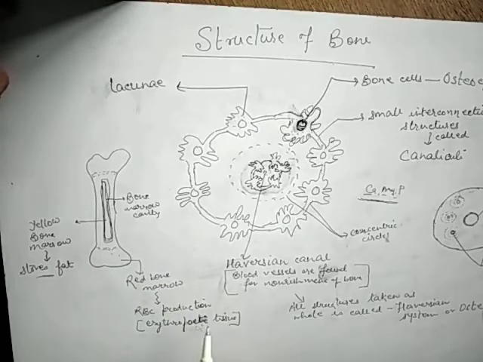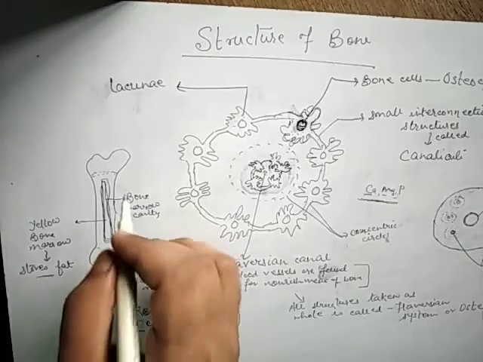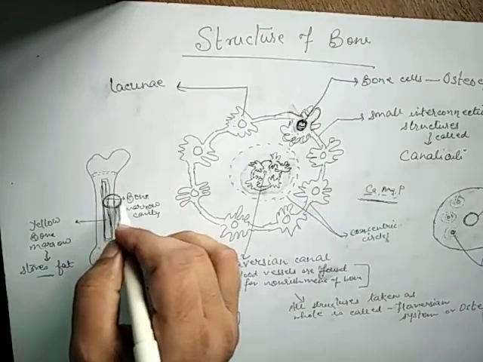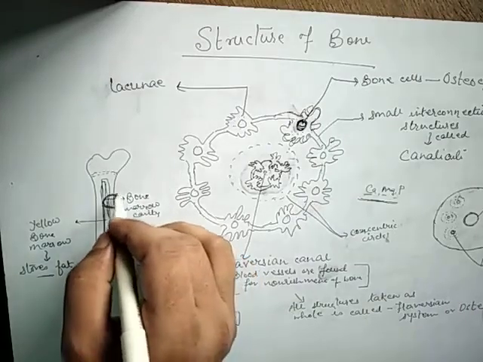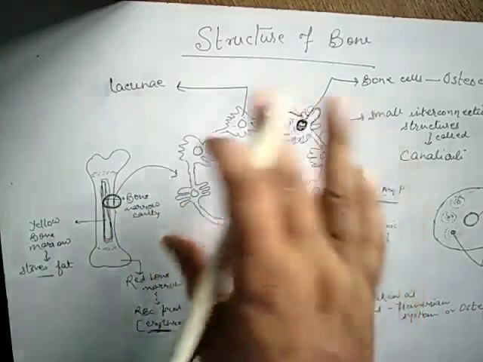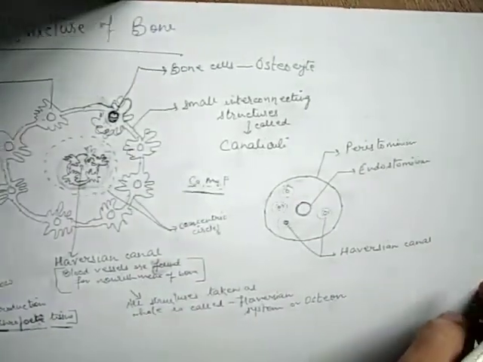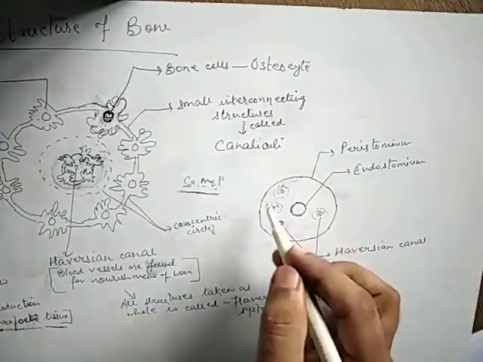So red bone marrow, we can say that it is erythropoietic tissue. Erythro means red blood cells, so erythropoietic tissue means red blood cell forming tissue. If we cut a section of this part, then we can see the structure like this one, or we can also cut a TS, a transverse section, of a bone.